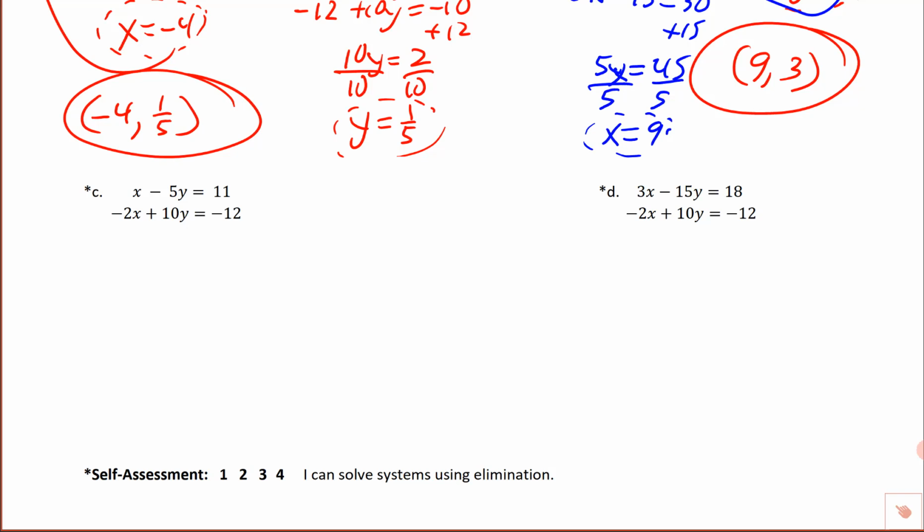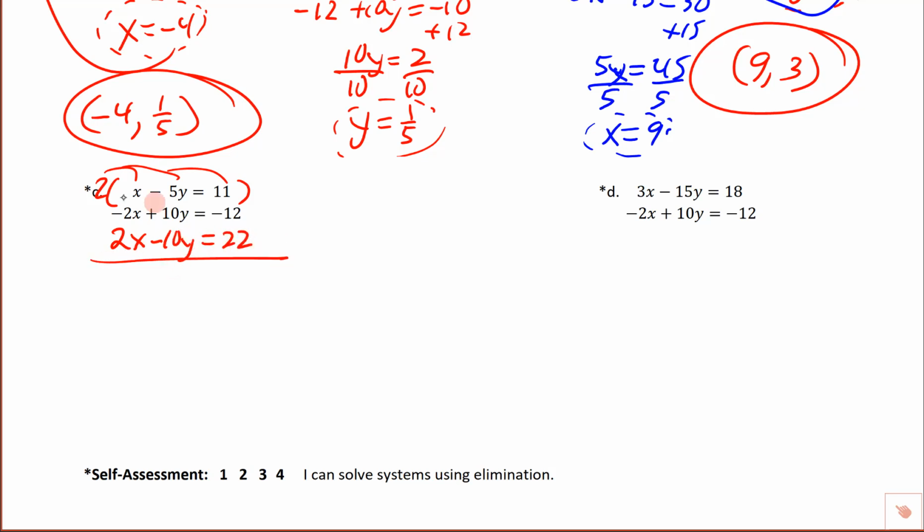These both have asterisks on them, probably for a reason. So let's go ahead and take a look at this right here. On this, we want to eliminate either the x or the y. I think that x is going to be pretty easy to get rid of, because all I need to do is turn that into a 2. So let's multiply this one by 2. So if we do that, we're going to multiply here, here, and here. So we end up with a 2x, a minus 10y, and a 22.